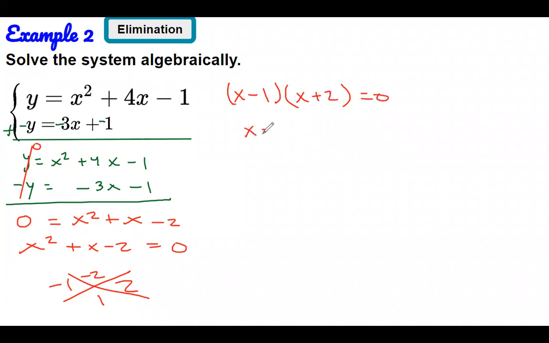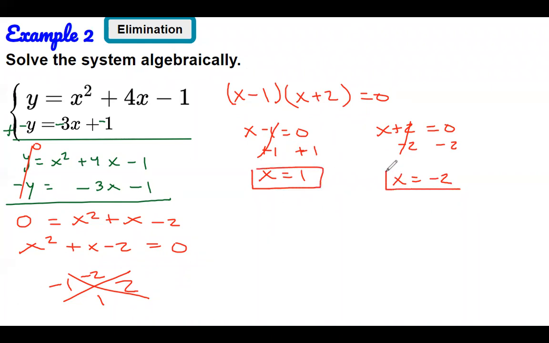Let me go ahead and rewrite everything. x minus 1 equals 0. x plus 2 equals 0. So add 1, add 1: x equals 1. Subtract 2, subtract 2: x equals -2. All right, I have my two solutions.